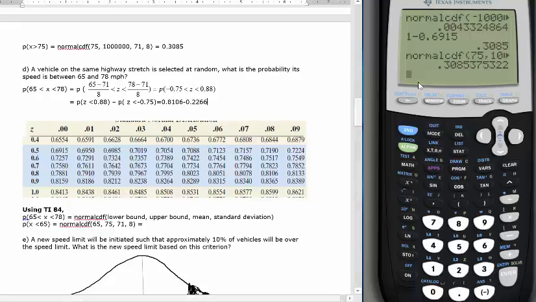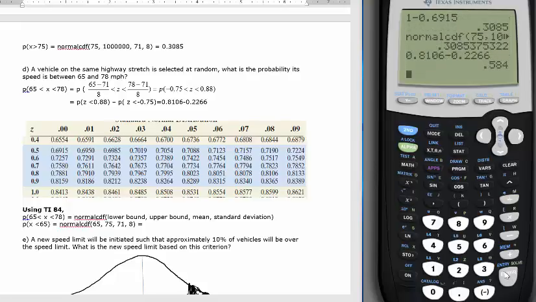Okay, let's do the math on the calculator. So 0.8106 minus 0.2266. It's 0.584.